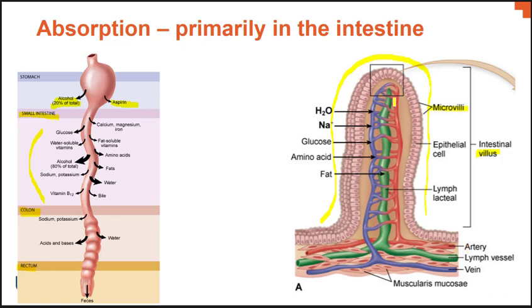But you can see that within each villus, what we have is blood vessels. And this is where we're going to be absorbing most nutrients, into this venous system here. And then substances such as fat are going to be entering the lacteal, or the lymph lacteal, that's found within the villi.